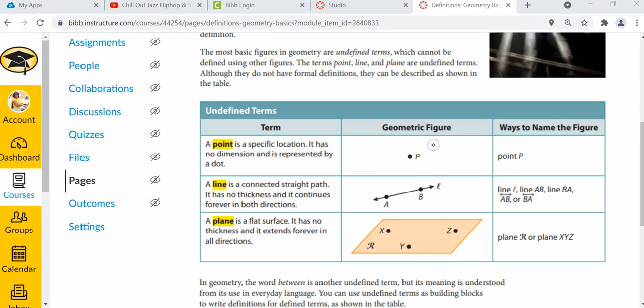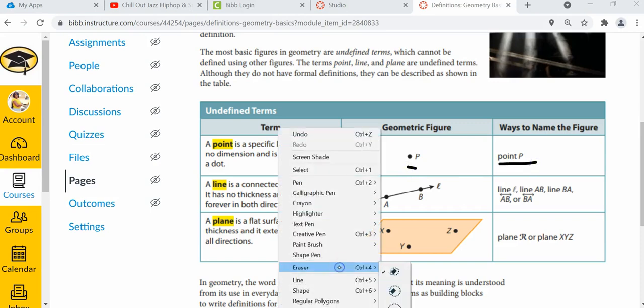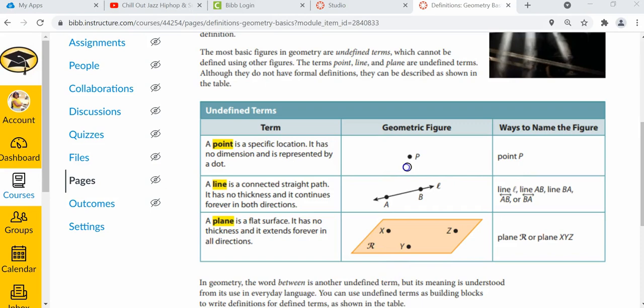So draw your example for a point. It's represented by a dot. And we always use a capital letter to name a point. And here's how we would name this point. In particular, we'll name it point P. Proceed to write your definition, the figure, as well as the different ways in which you can name it.